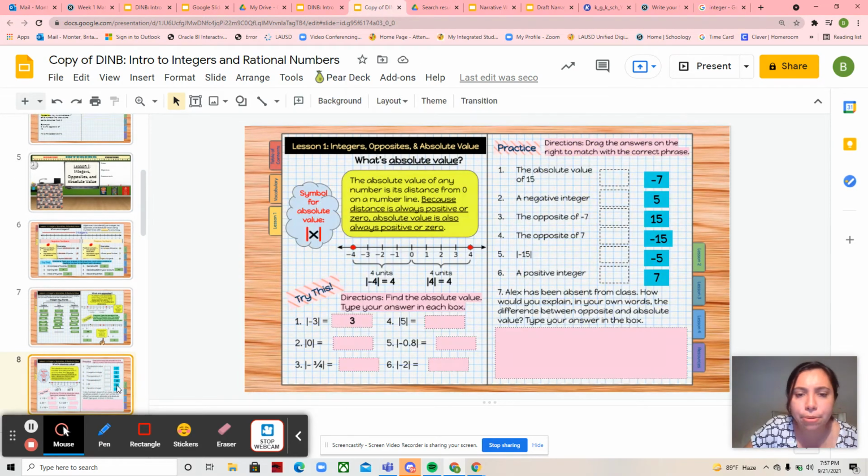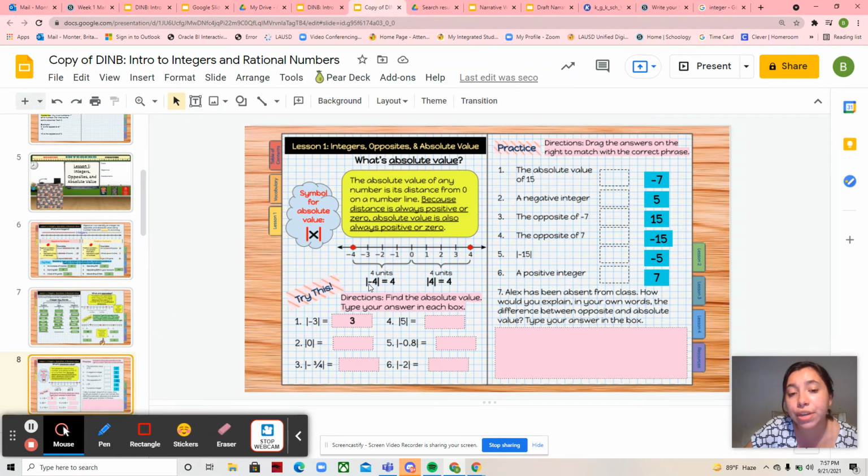We go to slide number 8, and now it's talking about the absolute value. So we know that the absolute value of any number is its distance from 0 on a number line, okay? Because distance is always positive or 0. Absolute value is always positive or 0. So let's go ahead and try this. That's the symbol for absolute value, right?